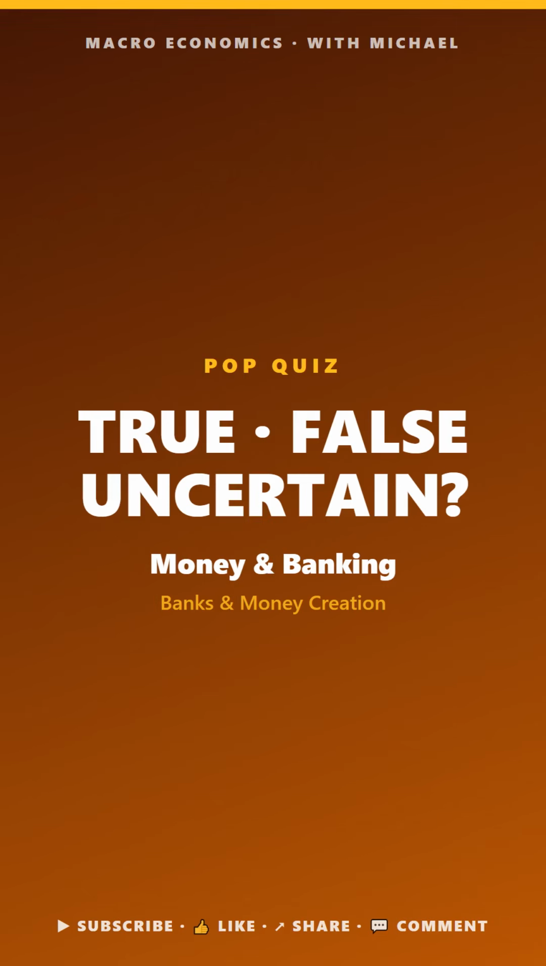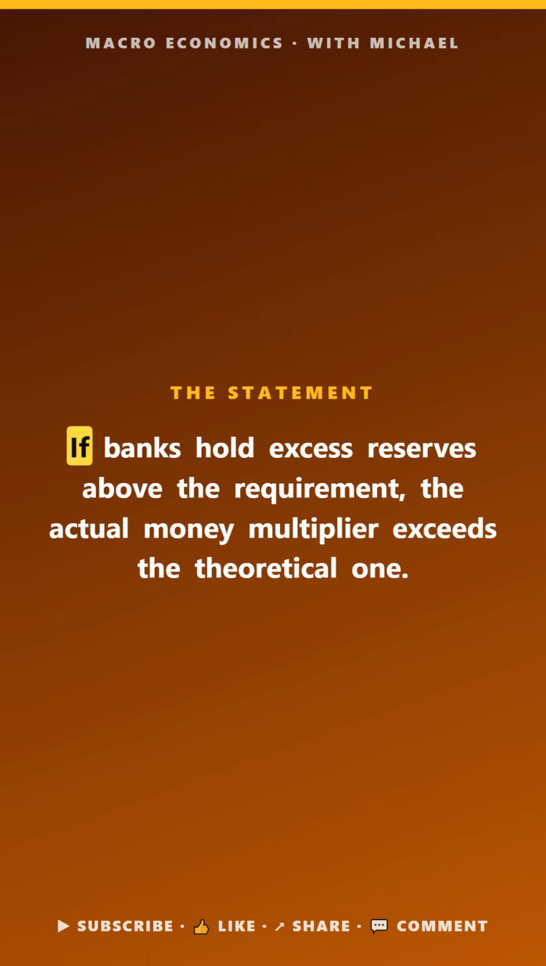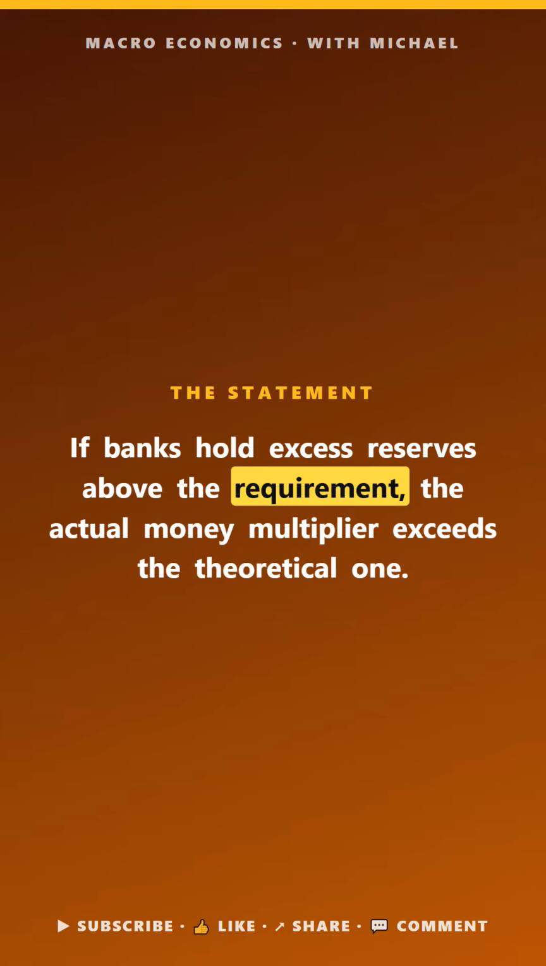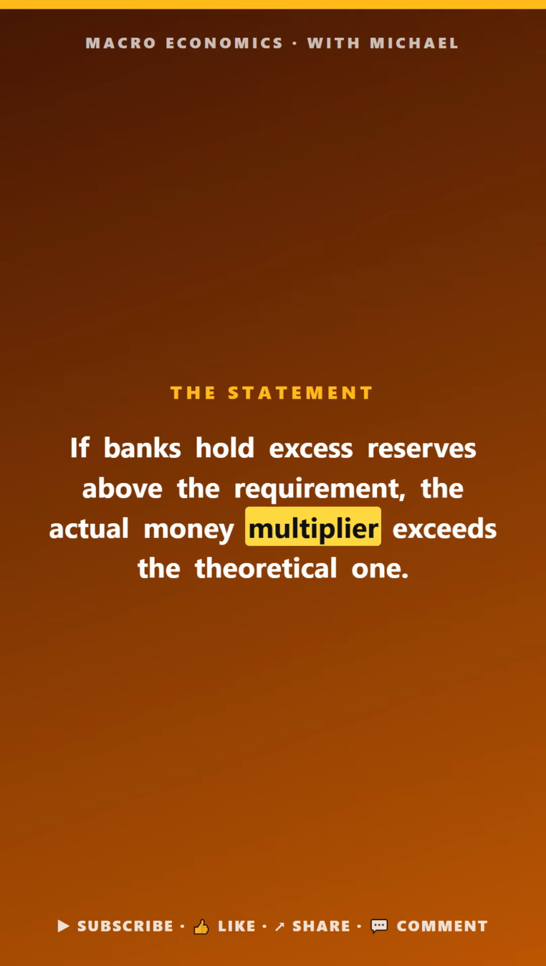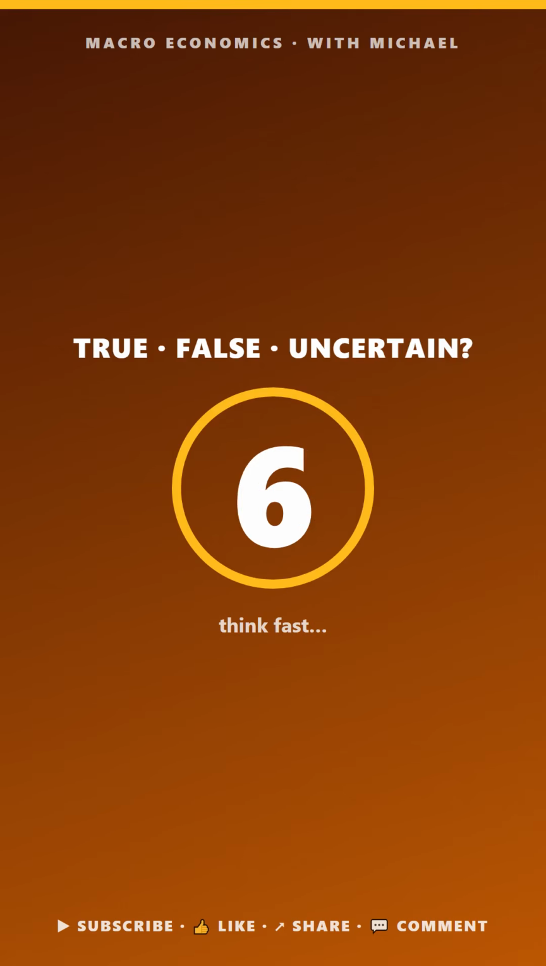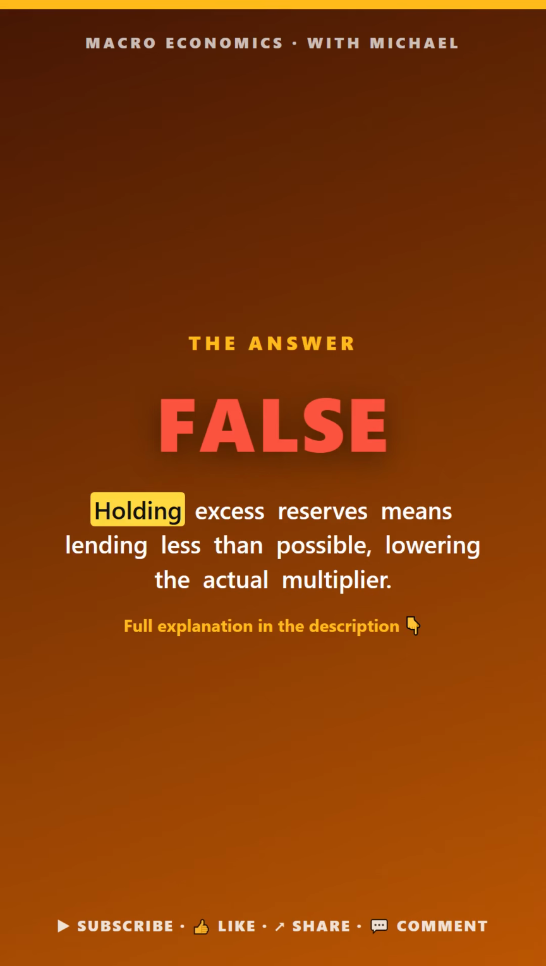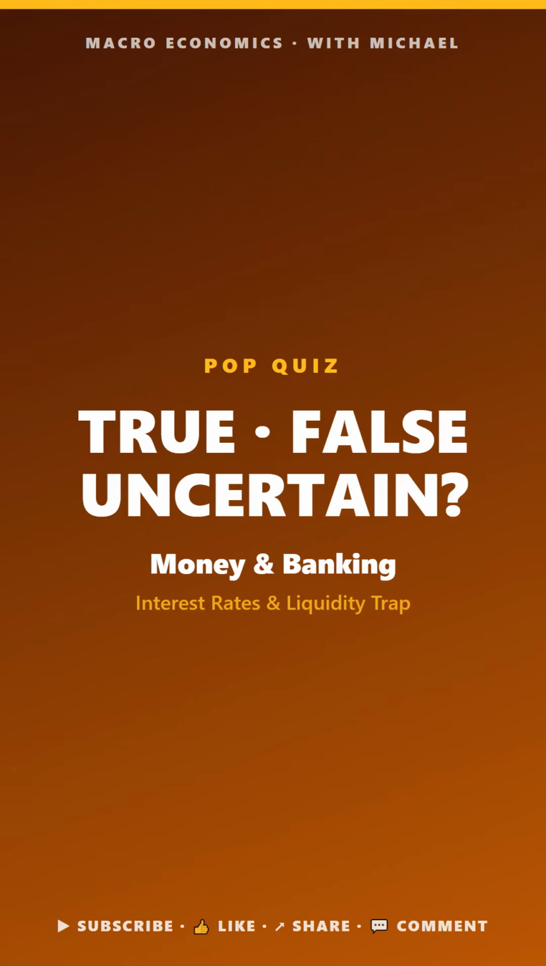Macro pop quiz. Money and banking. True, false, or uncertain. If banks hold excess reserves above the requirement, the actual money multiplier exceeds the theoretical one. The answer is false. Holding excess reserves means lending less than possible, lowering the multiplier.